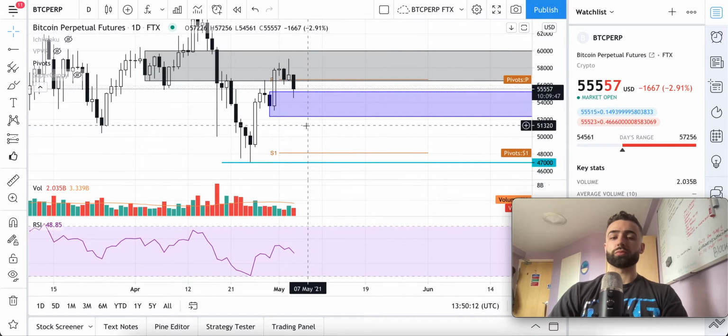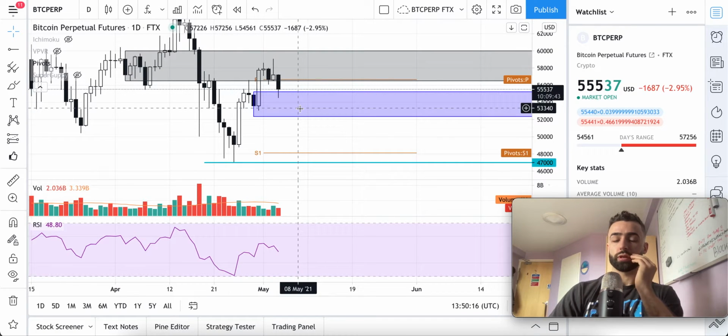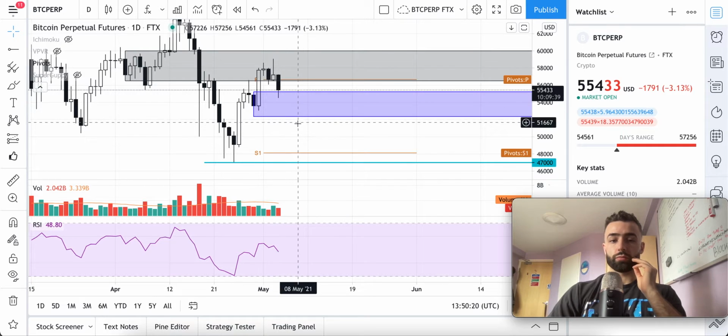So this blue support zone, you can see that we're kind of jockeying between the gray resistance and the blue support zone. The blue support zone is our must-hold level.